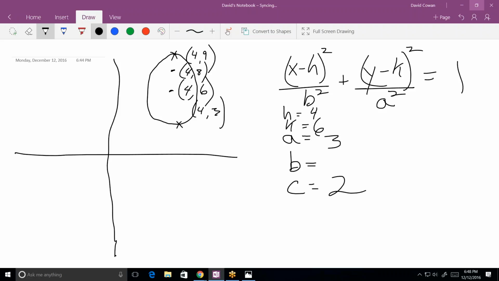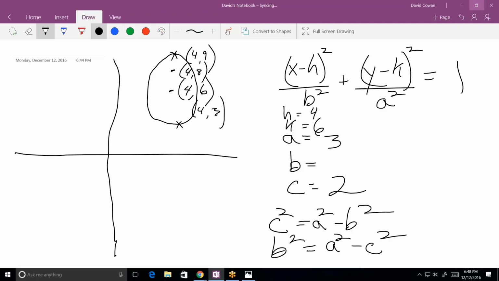And let's see, starting from c squared equals a squared minus b squared, that means b squared equals a squared minus c squared. And b squared is all we really need, not b. So b squared is what? Well, b squared would be 9 minus 4, and then b squared would be 5. Okay, now we have enough to write the equation. What's the entire equation going to be?